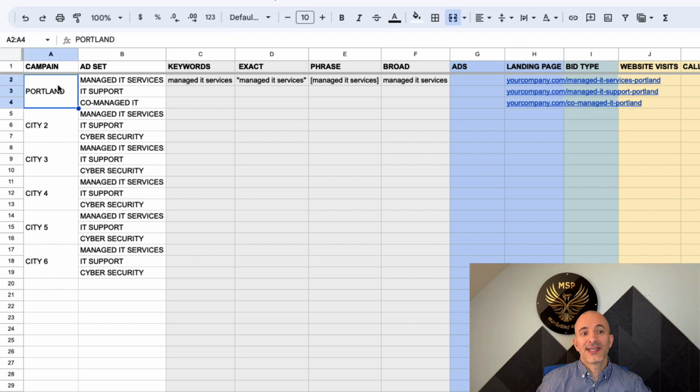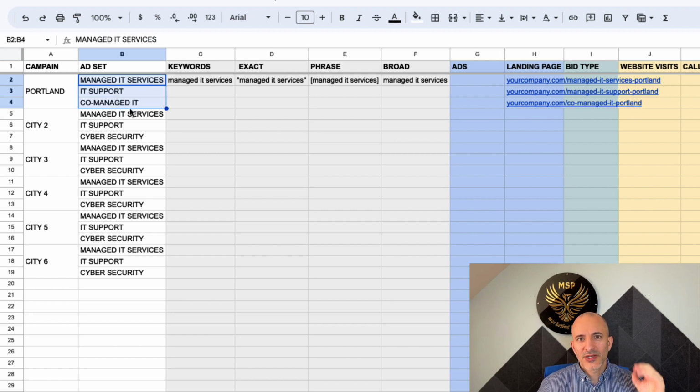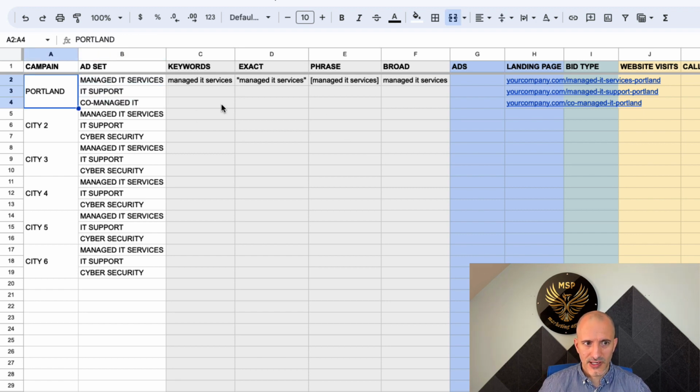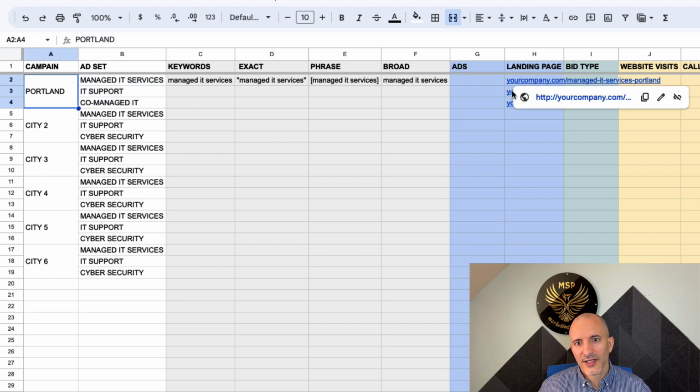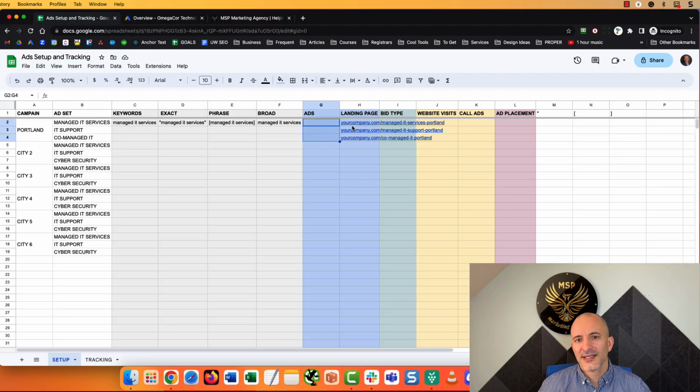So now you have, for each city, the landing pages per city, per service, which is what I've mentioned in other videos, right? So in this case, for managed IT services for the city of Portland, you will have your domain.com/managed-IT-services-portland. And then each ad is going to land on one of these pages.